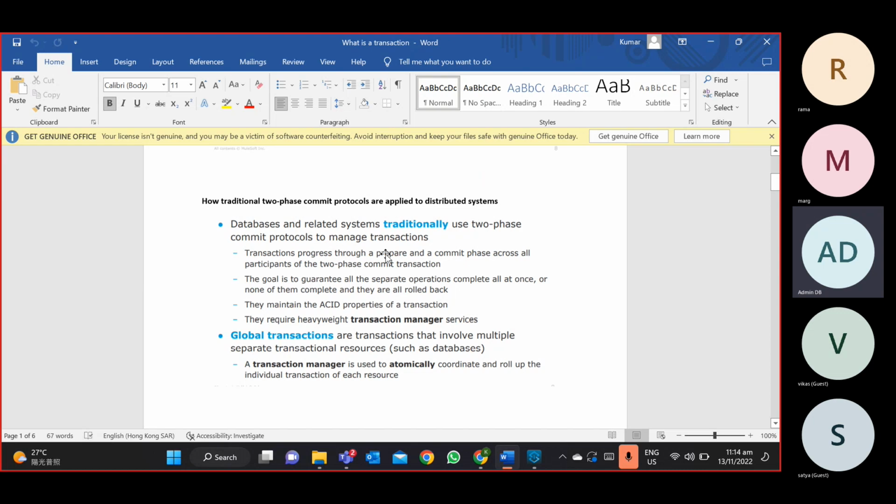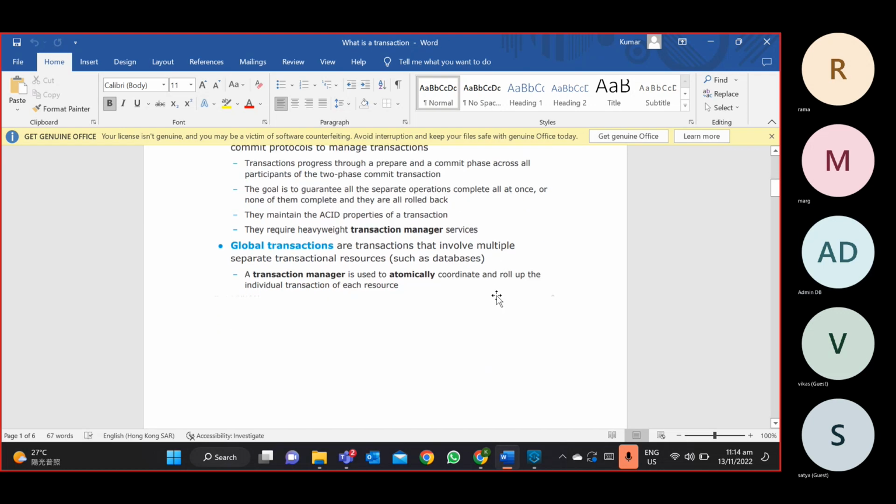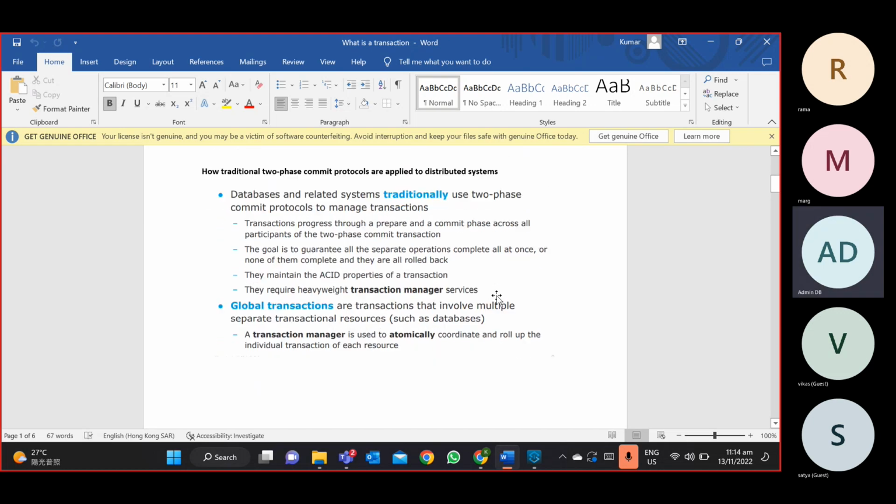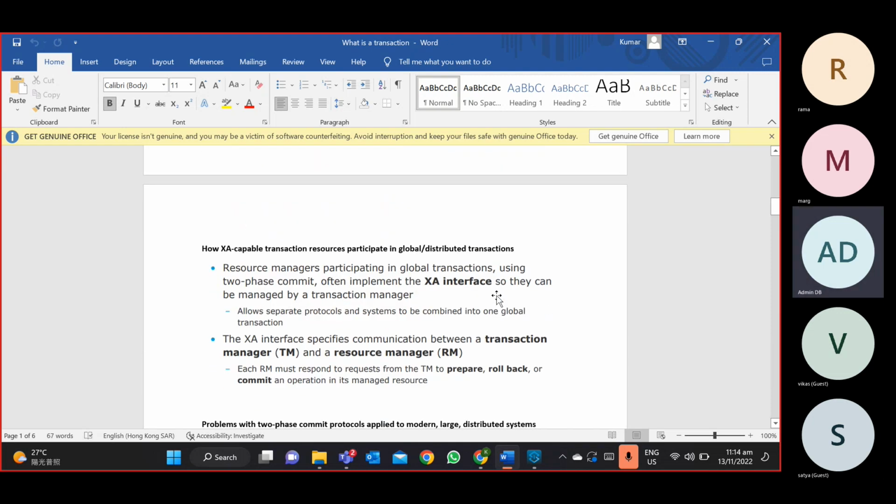So the transaction progresses through a prepare and commit phase across all participants of the two-phase commit transaction. The goal is to guarantee all the separate operations are completed all at once. So here, in two-phase commit, what they are trying to achieve is: first, individual operations are completed at once, and then it will go for the second.